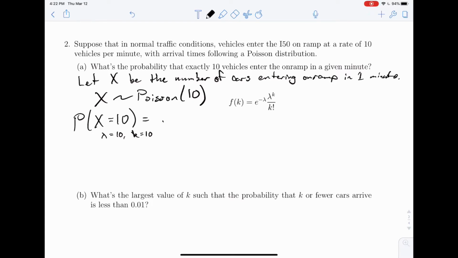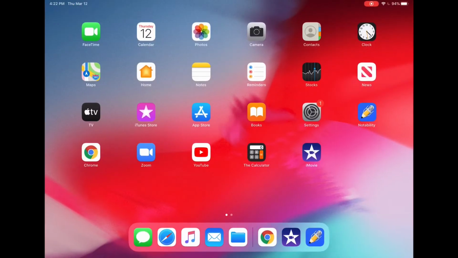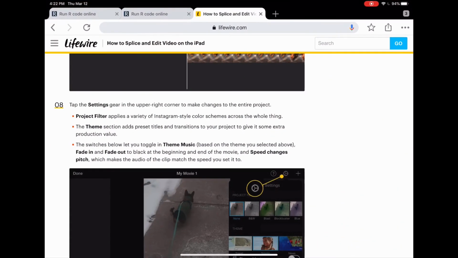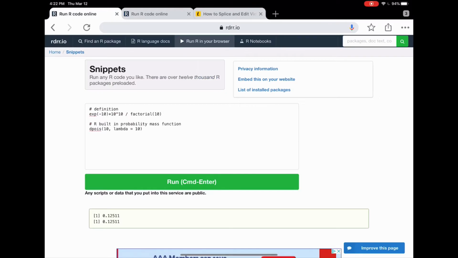Applying that, we get e to the negative 10, 10 to the 10th power divided by 10 factorial. So now you go over to your calculator, plug this in. Here's an online calculator.